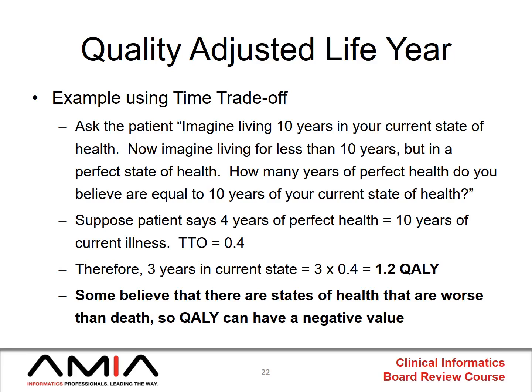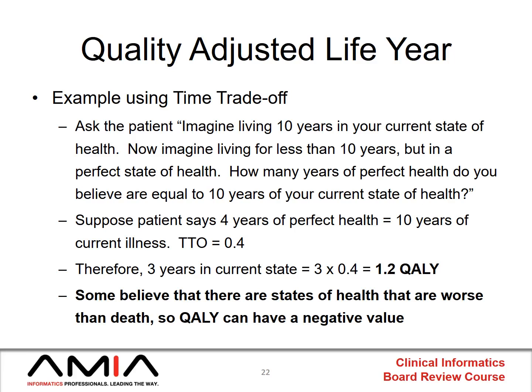What you've basically determined is that the patient values their current state of illness, 10 years of living with chronic pain, as equivalent to 4 years of perfect health. In other words, the time trade-off is 0.4. Or, in other words, 1 year of health in their current state of illness is equal to 0.4 years of perfect health. Which means that if you live 3 years with your chronic pain, 3 times 0.4 equals 1.2 quality adjusted life years. So this time trade-off technique allows you to find that point where the patient describes to you that trade-off between health and wellness, health and sickness.